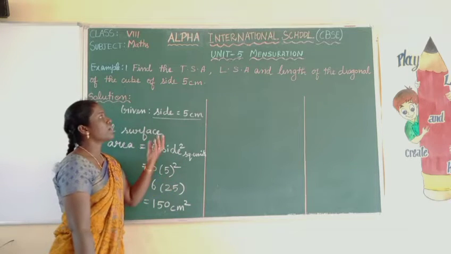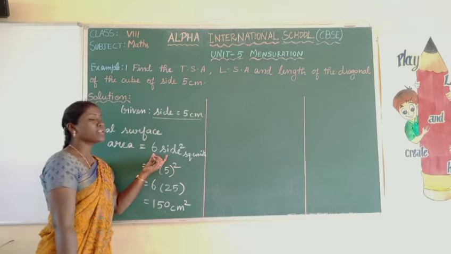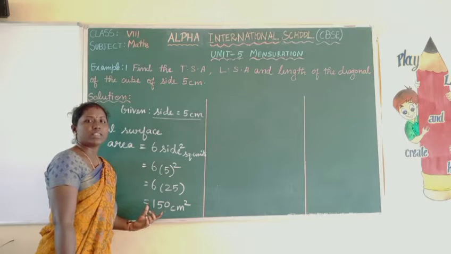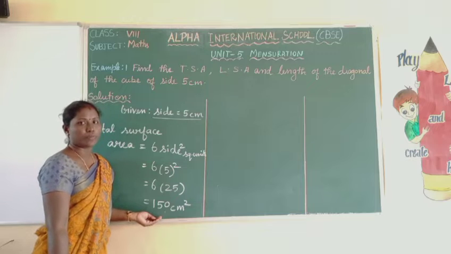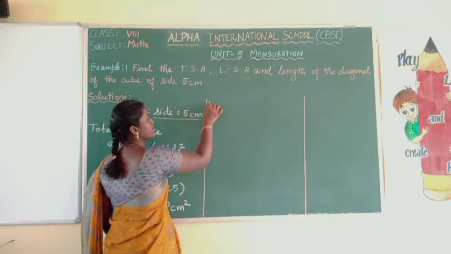So if a side value is known for a cube, by applying the formula, we can simply find the total surface area of the cube. Next, we are going to find the lateral surface area.